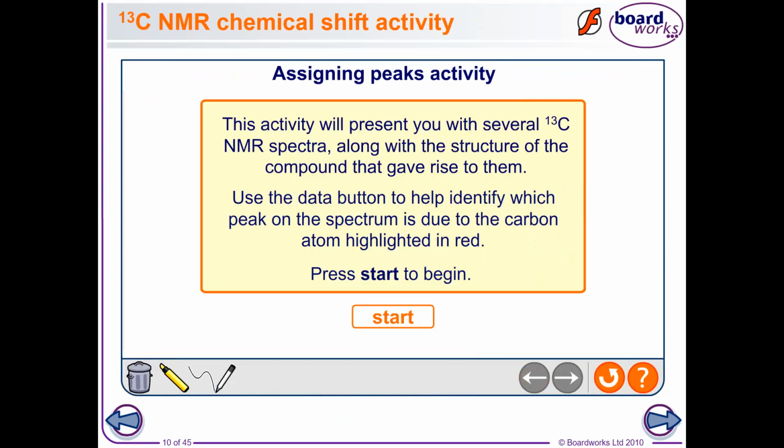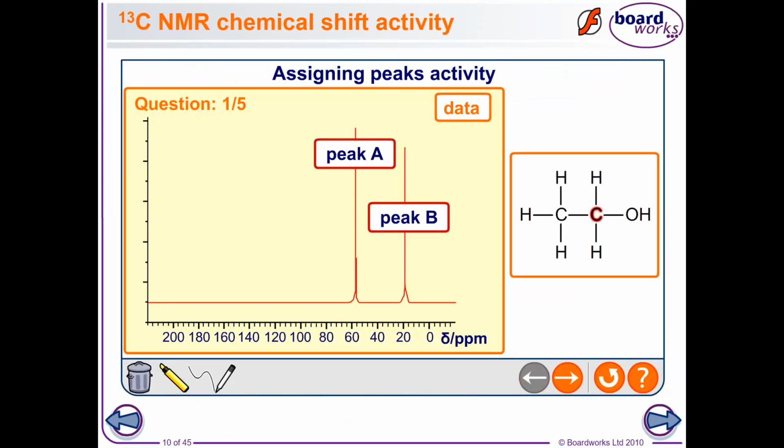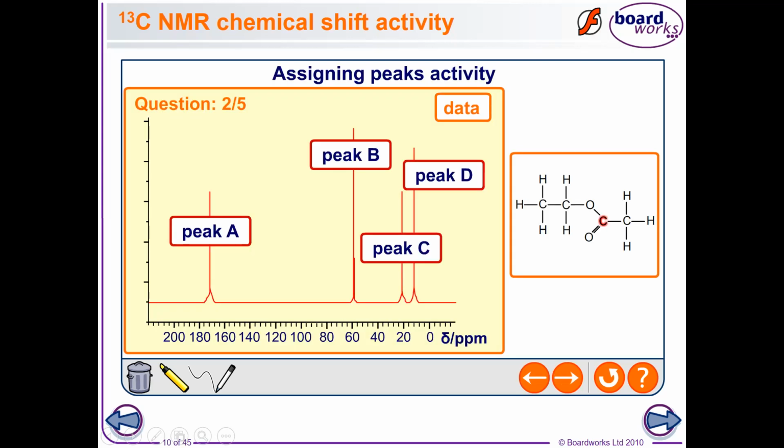Okay, so let's see if we can get these sorted out. Which peak, A or B, corresponds to the red carbon here? We don't need data, we can do this without. It's attached to an oxygen, therefore it will be shifted further downfield and it will be peak A. This carbon here, wow, that's attached to 2 oxygens. There's nothing going to be anywhere near as close to that. This is peak A as well.